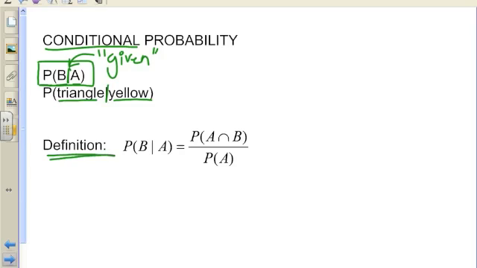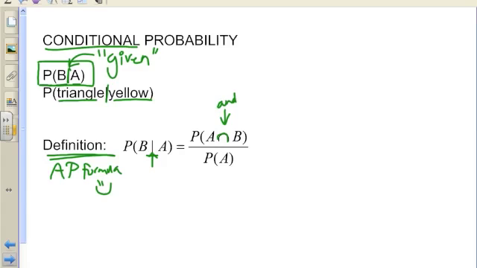And here's a definition we're going to be able to use to help us out a little bit there. So the probability of B given A, if I have this conditional statement, I can calculate it by taking the probability of A and, remember that's and, A and B, and dividing it by the probability of A. There's a formula that's going to be on your formula page to help you out. Yay! So let's go ahead and do that with the triangles and the yellows.